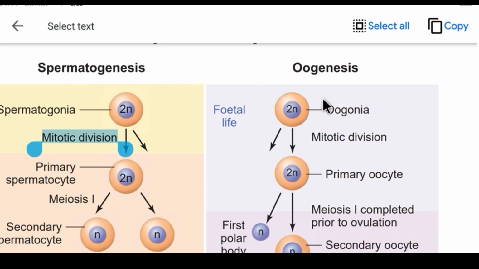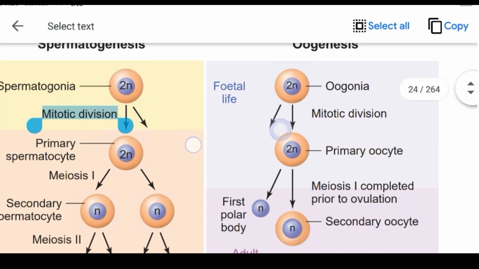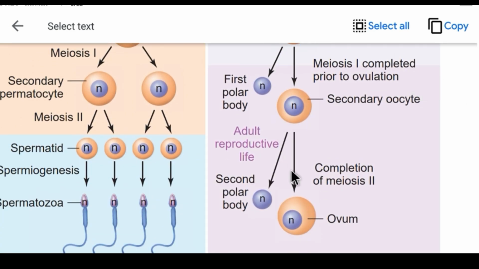Only the reproductive cell. The sperm is the male reproductive cell, and the ova, or oogonia, or oocytes, is the female reproductive cell. In the first class, we covered spermatogenesis. What is spermatogenesis? That is the development of the male reproductive cell, called the sperm. Here is oogenesis, the development of the female reproductive cell, called oocytes, secondary oocytes or ovum.